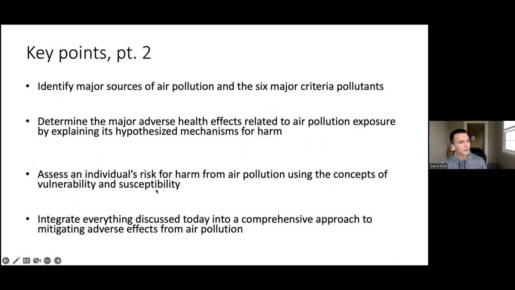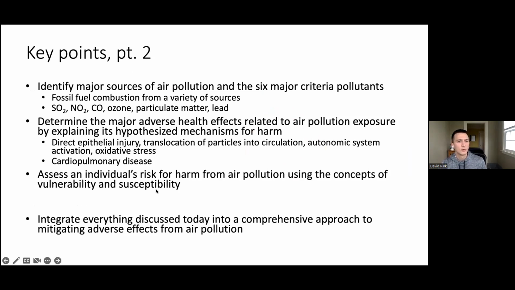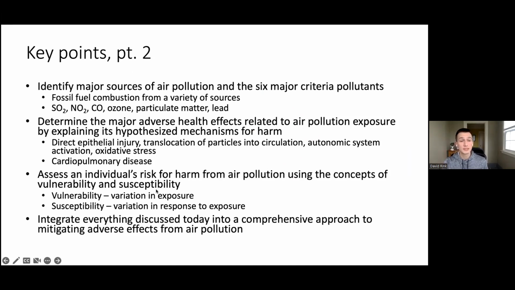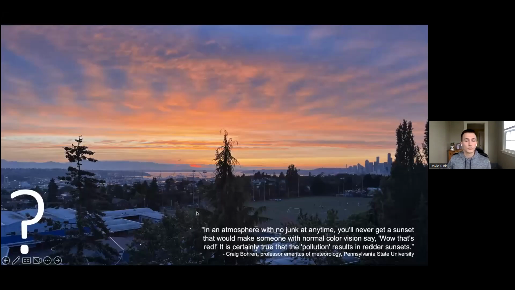And with all that, I'm going to wrap up here and just remind you that we discussed some of the major sources of air pollution and the criteria pollutants. We discussed some hypothesized mechanisms for harm and the major adverse health effects associated with air pollution exposure. We talked about how we could think about vulnerability and susceptibility to contextualize our patients and risk stratify them. And then we put it all together and came up with some frameworks to think about counseling our patients on air pollution. And with that, I will finish here, and I'd be happy to take any questions. I'm also happy to let everyone go on break.